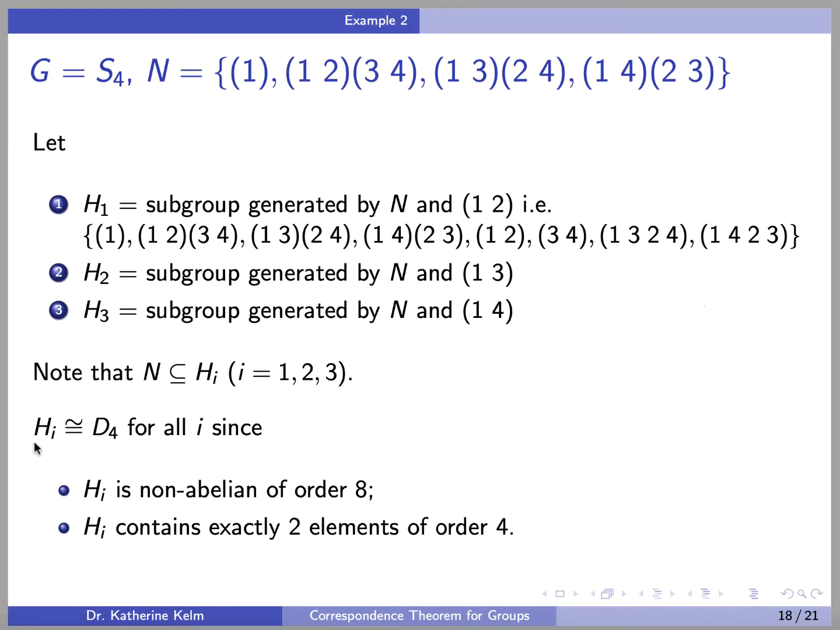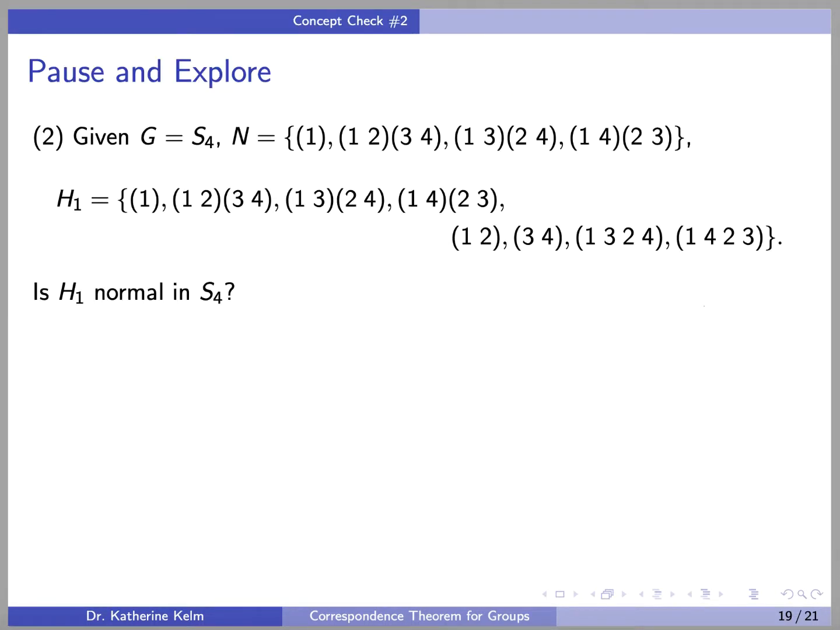You can note that each of the Hi's is isomorphic to D4, since Hi is non-abelian of order 8, and Hi contains exactly 2 elements of order 4. And that's enough to classify it as being isomorphic to D4. Again, you're invited to pause the video to convince yourself of these details before going on. So here's our big question. Are these subgroups normal in S4? So here's, again, an opportunity to pause the video. Given G and N and H1 as above, is H1 normal in S4? Pause the video and come back when you're ready.